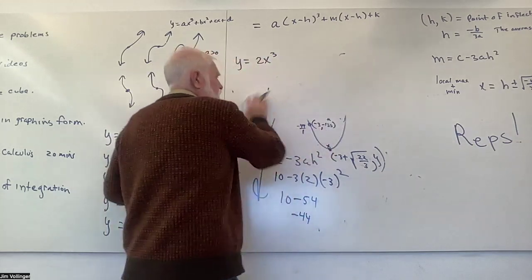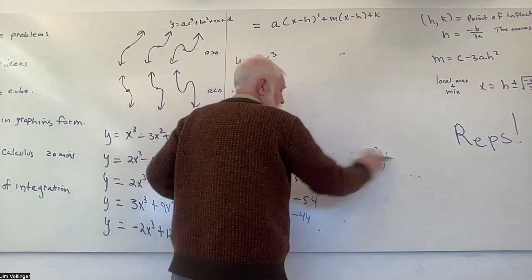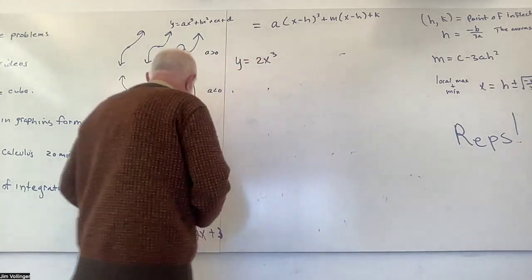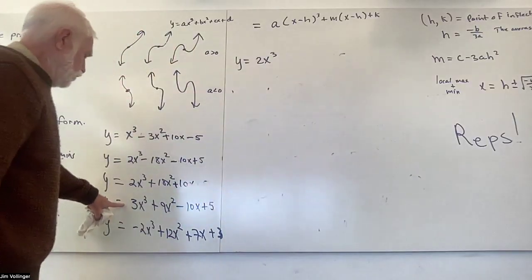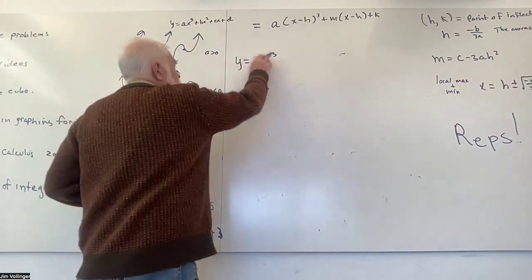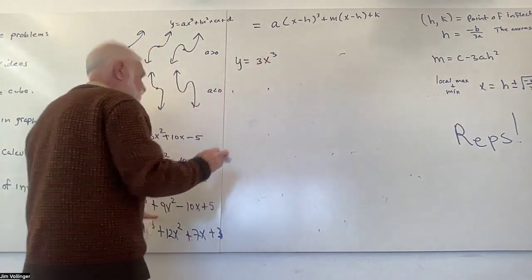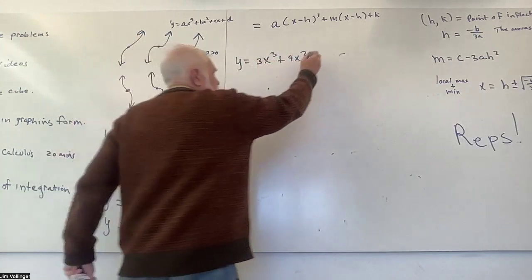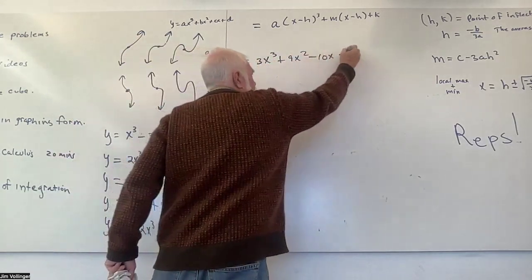All right, I should have changed M to -44. I forgot to do that, but this is just practice. So now we're going to look at 3x cubed plus 9x squared minus 10x plus 5. I think it's better that I put this here.